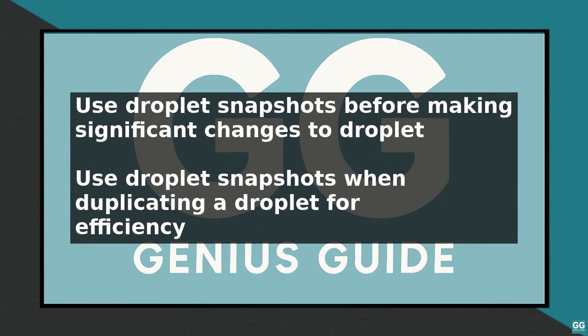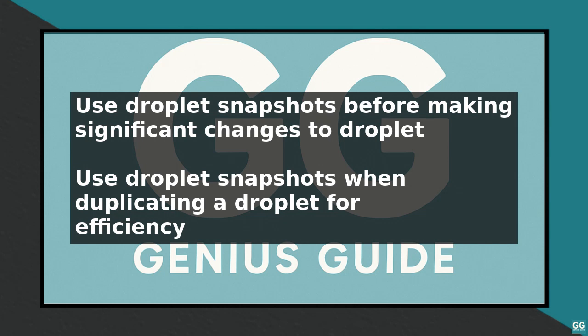You should use droplet snapshots in several scenarios. Before making significant changes to your droplet, such as updating the operating system or installing new software, take a snapshot. This allows you to revert back to a stable state if something goes wrong.